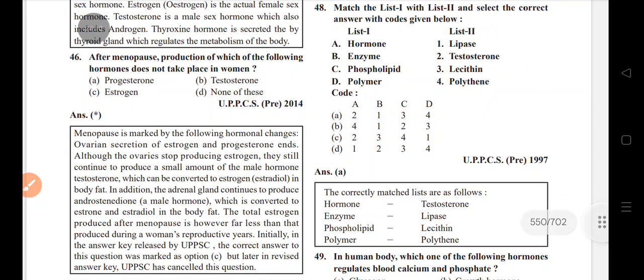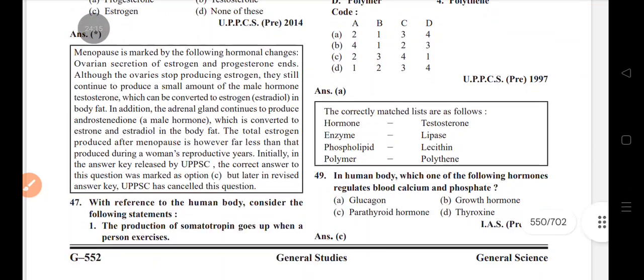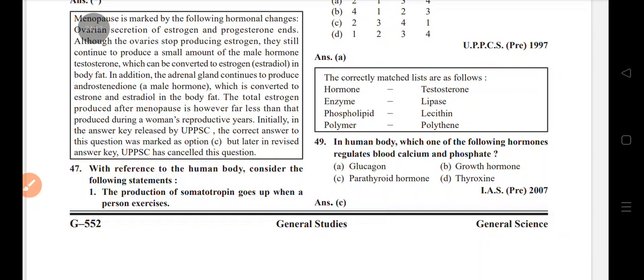Hormone, testosterone; enzyme, lipase; phospholipid, lecithin; polymer, polythene. In the human body, which hormone regulates blood calcium and phosphate? Parathyroid hormone.